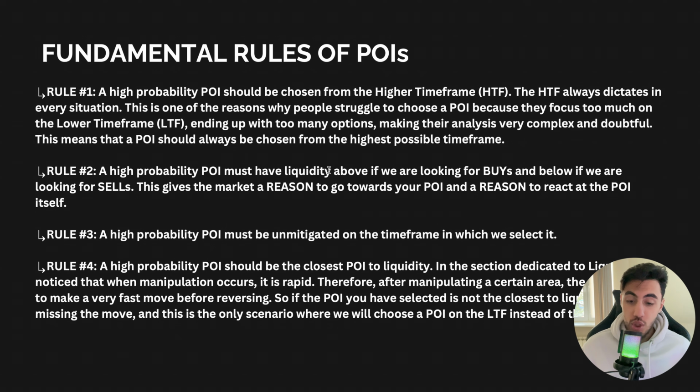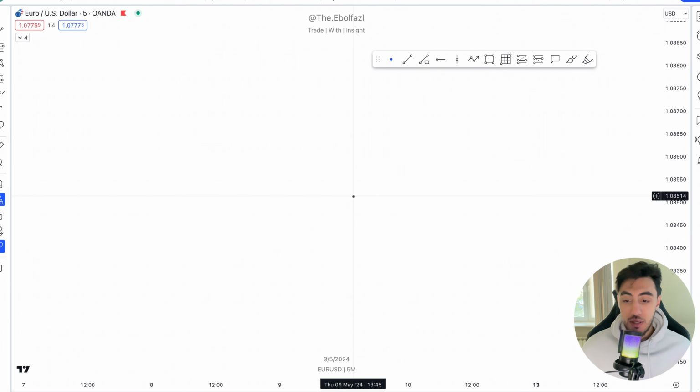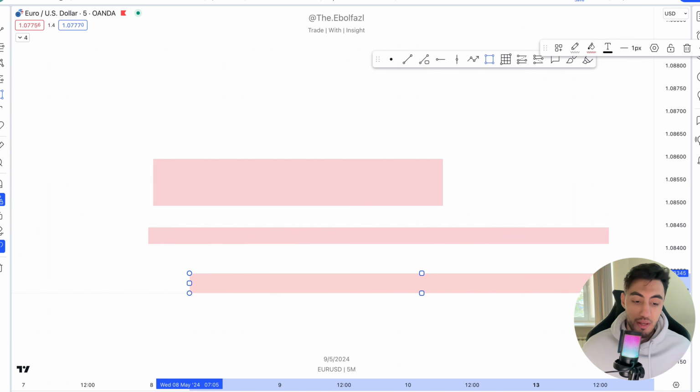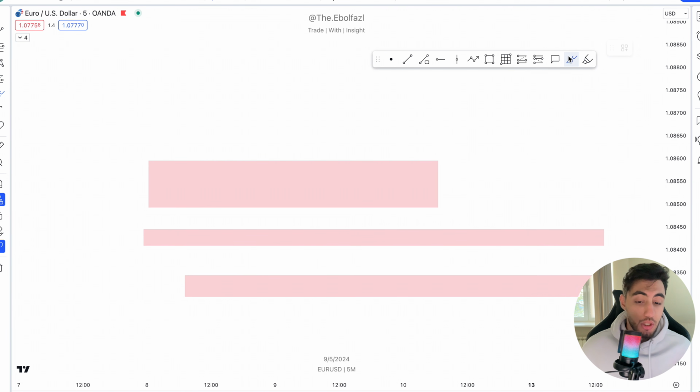So if I want to show you a quick example, let's say these are the 3 POIs that we have on the market. You are not going to choose from them randomly. First, we learned the first rule, so we are going to choose the high time frame POI first. And the second rule is we must give a reason. We must have a reason to choose that POI, and that reason is going to be the liquidity.